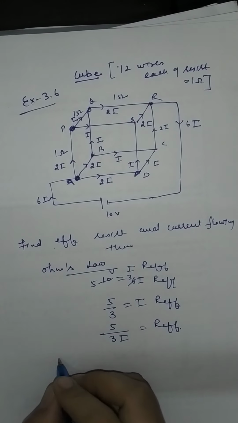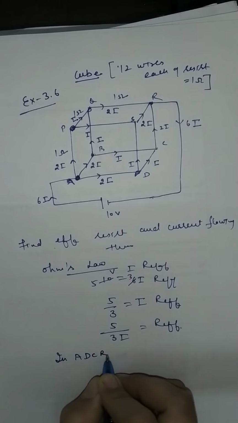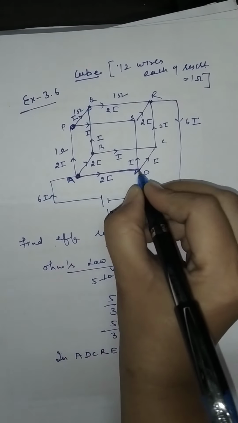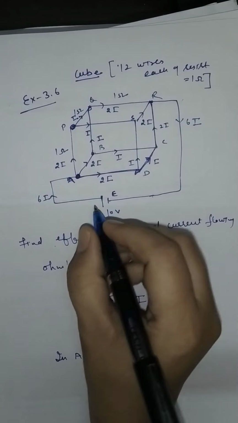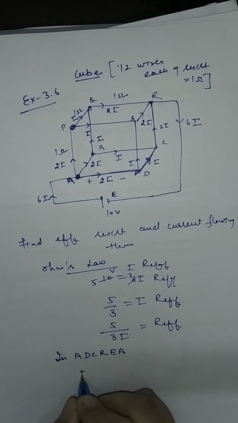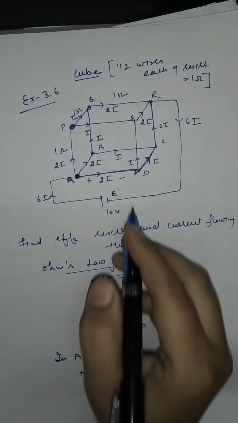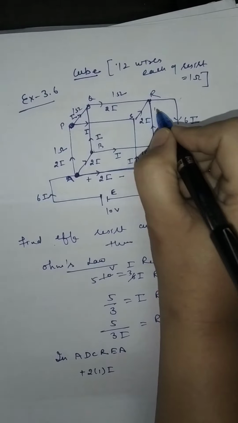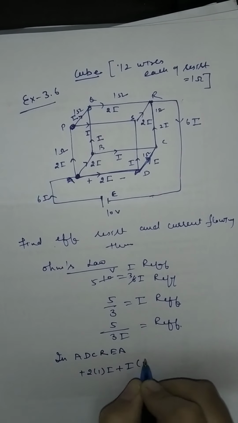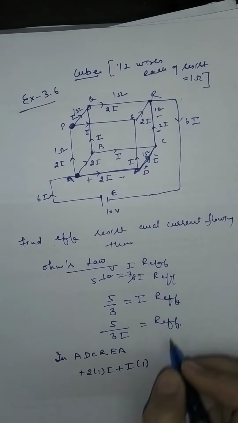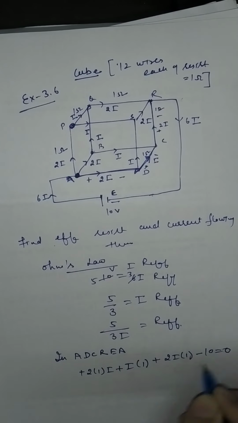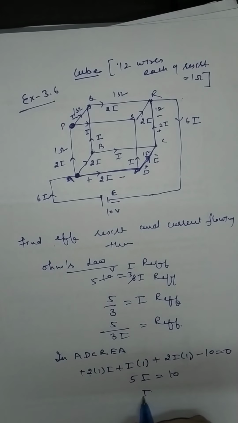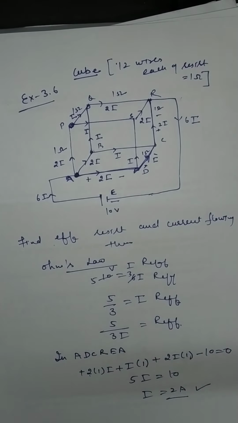For this I will apply Kirchhoff's law in the loop A D C R E A. This is A D C, R E A. This is E. Right. So now A to D, if this resistance is 1 ohm, this is plus 2I into 1, plus 2I into 1. From here its resistance is also 1 ohm, this one's resistance is also 1 ohm. This is plus I into 1 ohm, here plus minus, here plus minus, plus 2I into 1 ohm. Then here, the first sign that comes is minus 10 equal to 0, so 5I equal to 10, so I becomes 2 ampere.